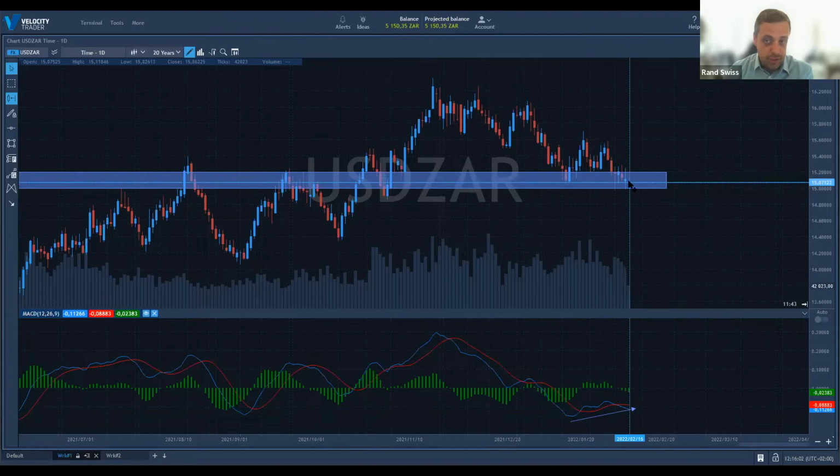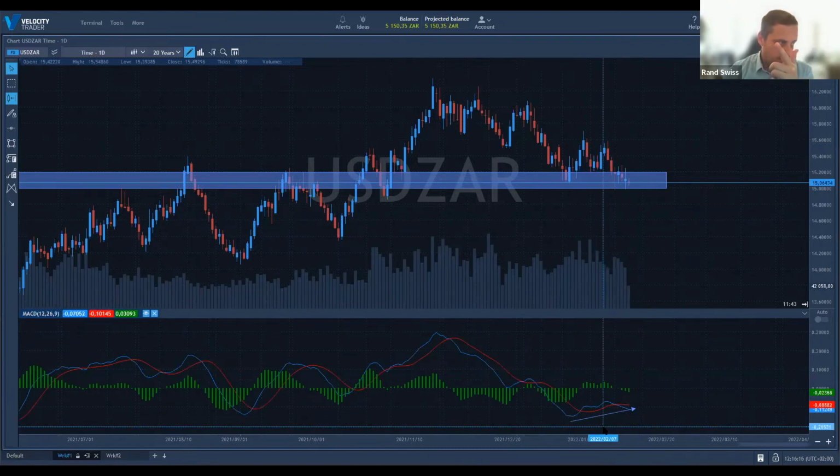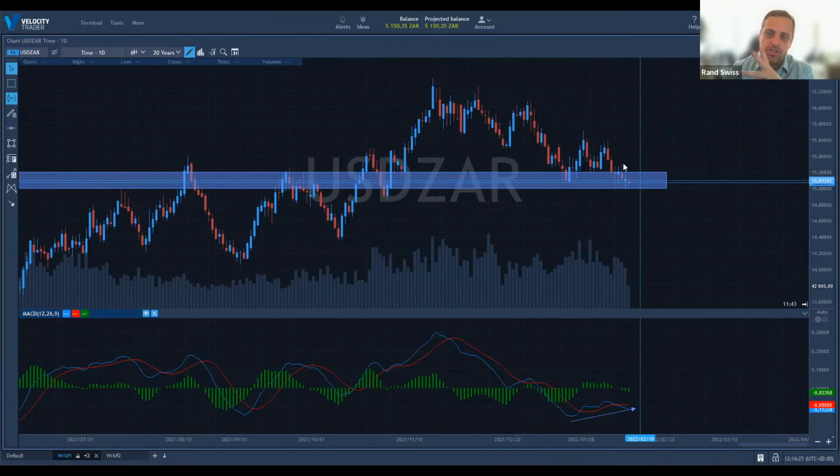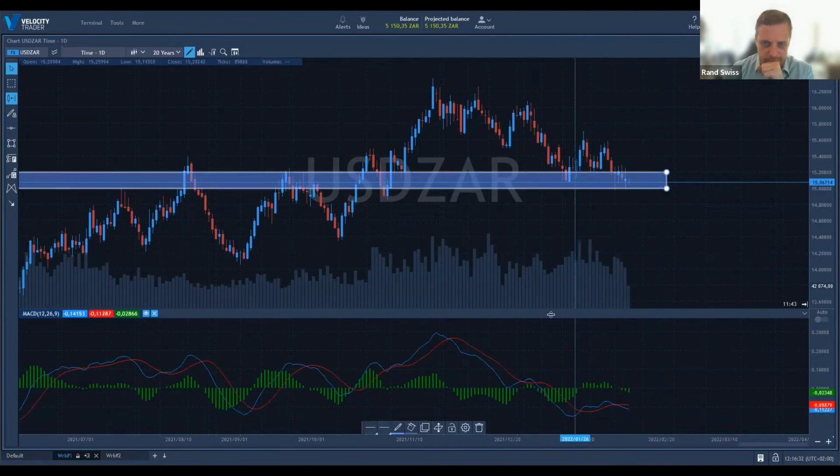Oh, okay, maybe I should be opening a long position on the USD ZAR because it is close to support. First thing. Second thing, there is a bullish divergence. So that's another nice little signal there that, oh, okay, wait, maybe this is a good spot. This is a good time to open a long position on USD ZAR. Okay, any questions on USD ZAR?